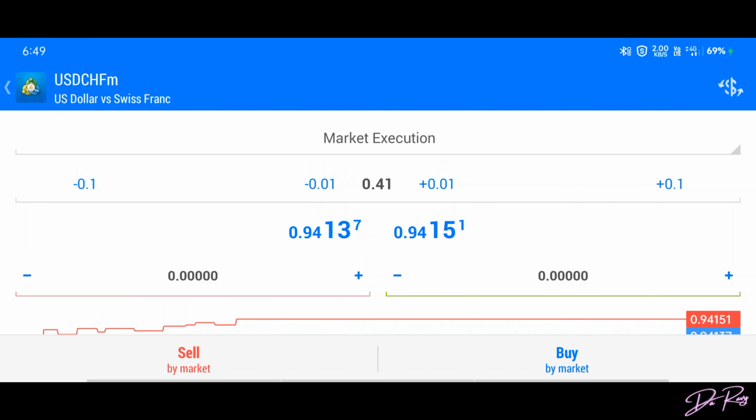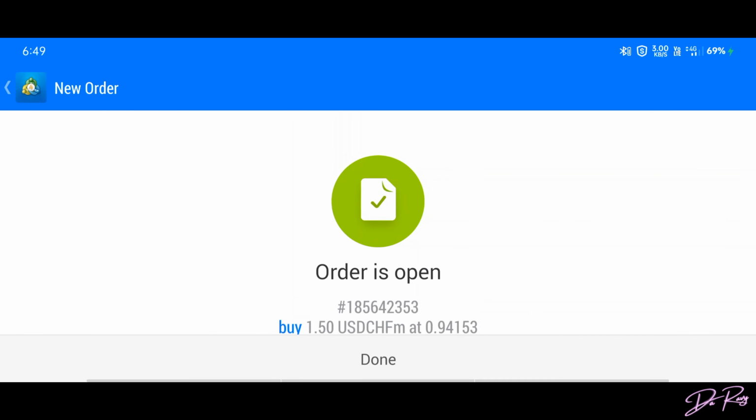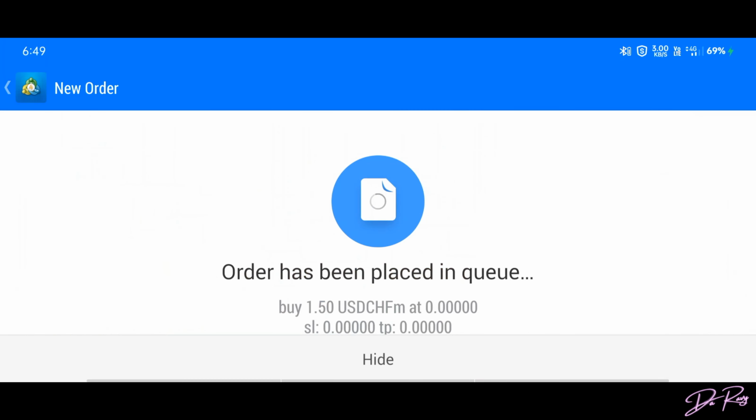Here I am increasing the lot size. I am taking 1.50 lots here according to the account, for which we will apply 2 trades. We will follow proper risk management here.